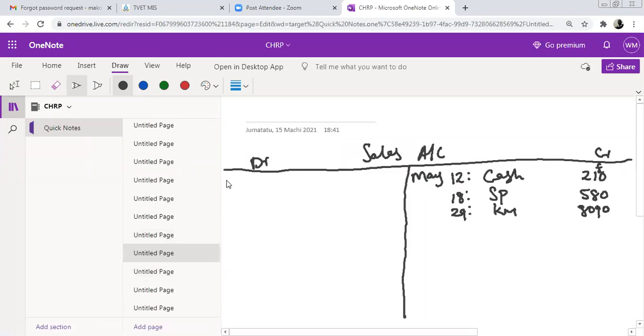Sales. How much is this? Can somebody add for me? 890 plus 580. 8880.